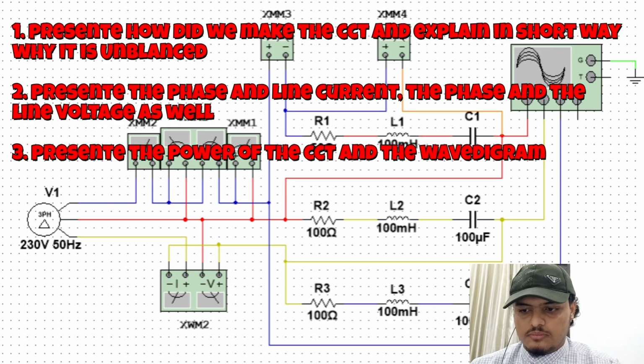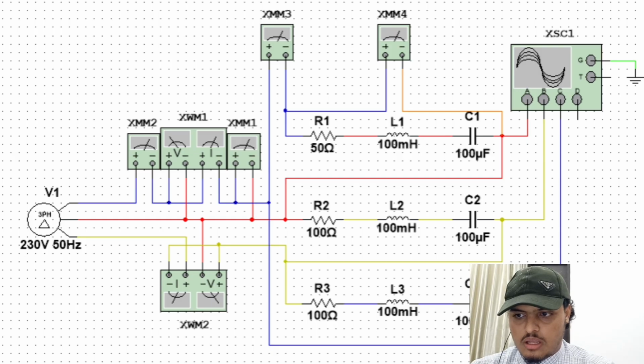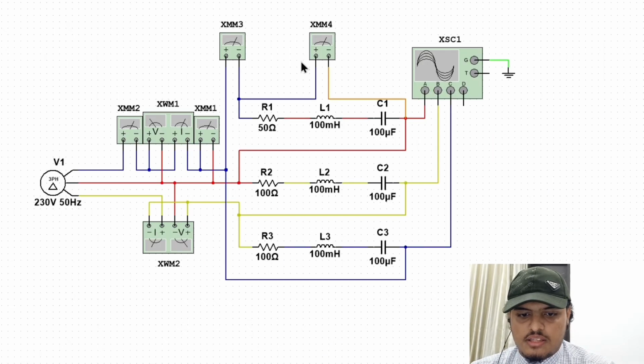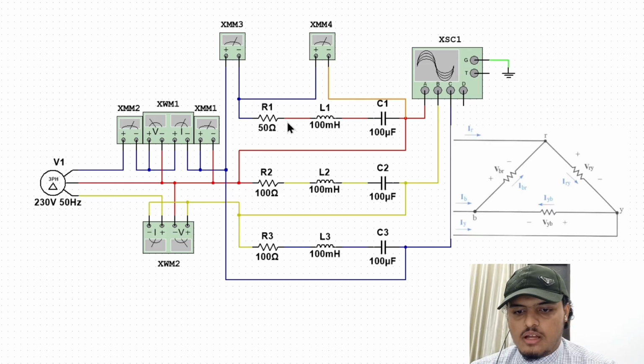So as we can see here, this is our delta unbalanced circuit. The delta circuit is connected like this. The first load connects from the negative of the first load to the positive of the second load. Same thing we do with the second load, negative from the second to the positive of the third, and negative from the third to the positive of the first load.